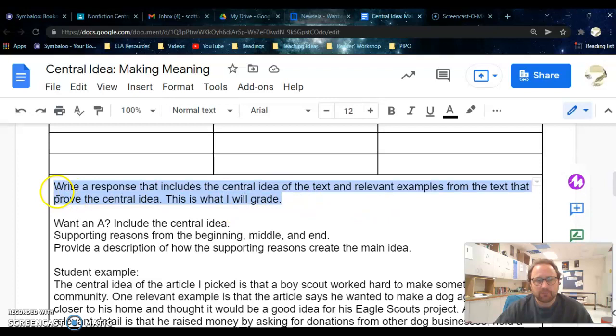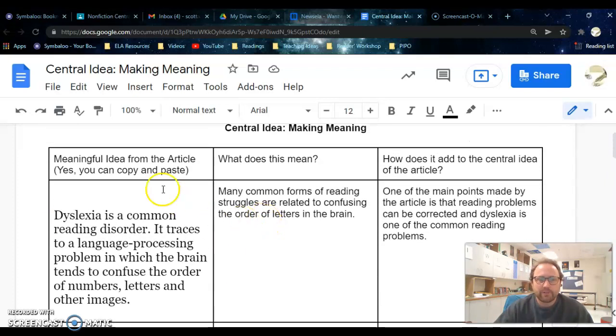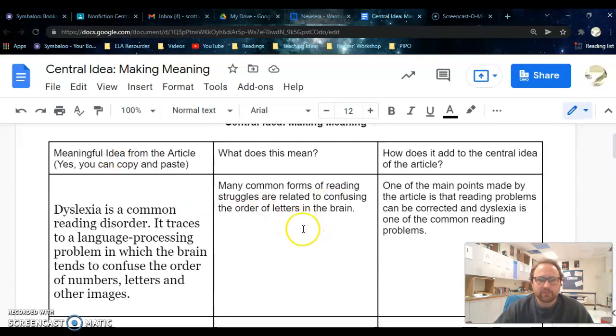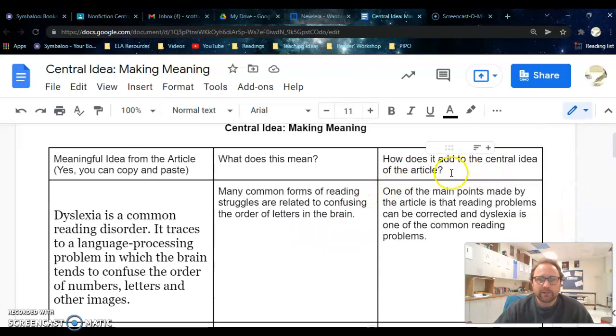Your worksheet is going to have this on it and this on it, right? And I want to walk you through how to get set up for those. So after you've collected all the meaningful ideas, you put it into your own words and figured out what it means, then you're going to go on and figure out how does it add to the central idea. So each piece of information from the left-hand side, an idea from the text, you're going to explain to yourself how it adds to the central idea.